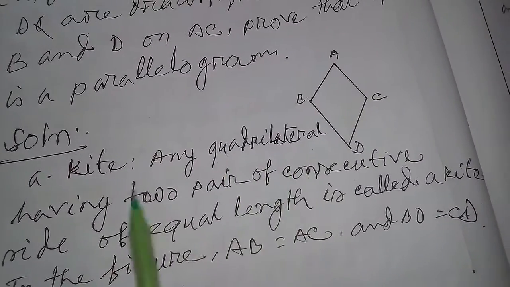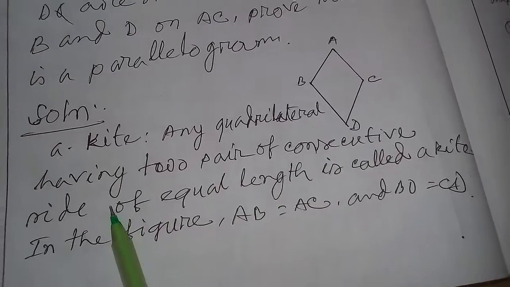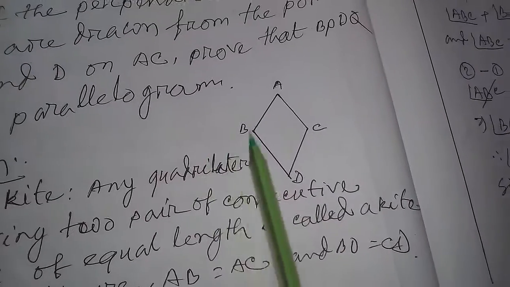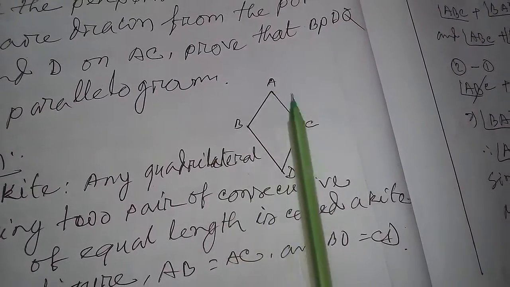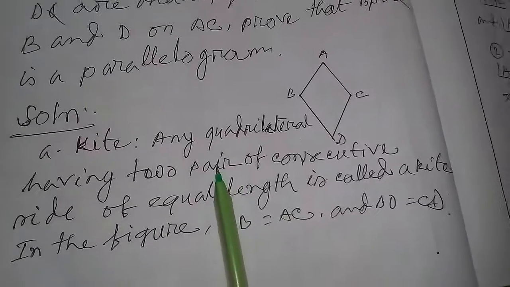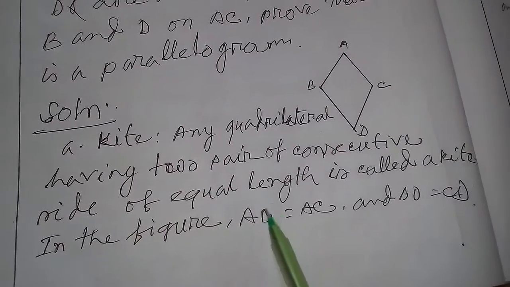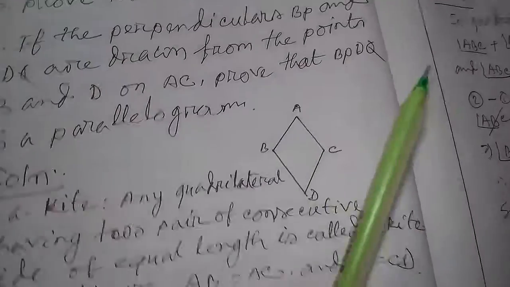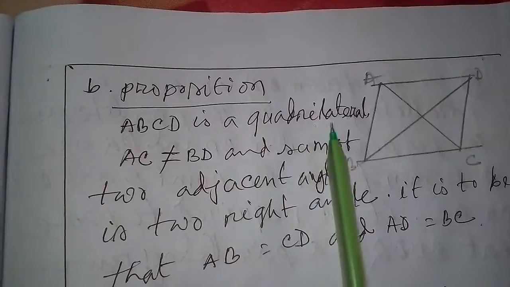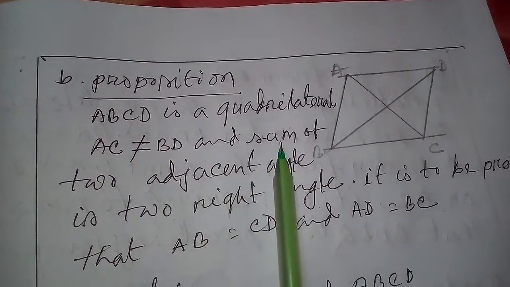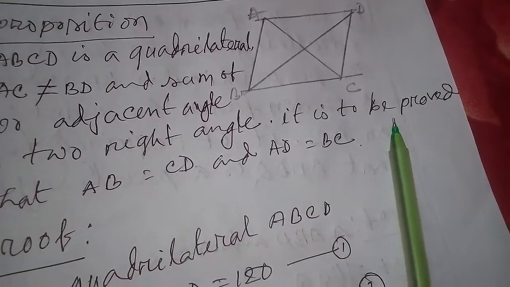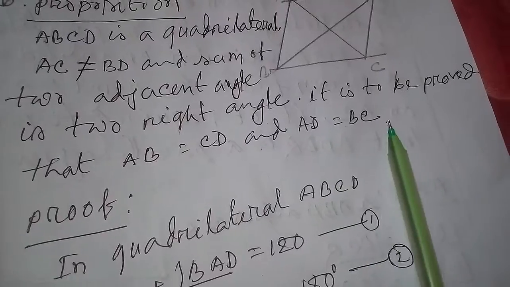Solution A. Kite: any quadrilateral having two pairs of consecutive sides of equal length is called a kite. Dear students, if AB and AC are equal and BD and CD are equal, then this quadrilateral will be a kite. In the figure, AB equals AC and BD equals CD. B: proposition: ABCD is a quadrilateral and AC is not equal to BD, and the sum of two adjacent angles is two right angles. It is to be proved that AB equals CD and AD equals BC.